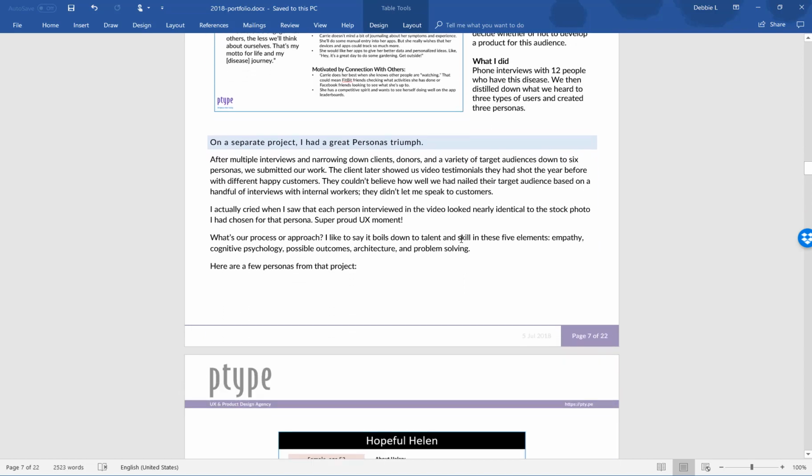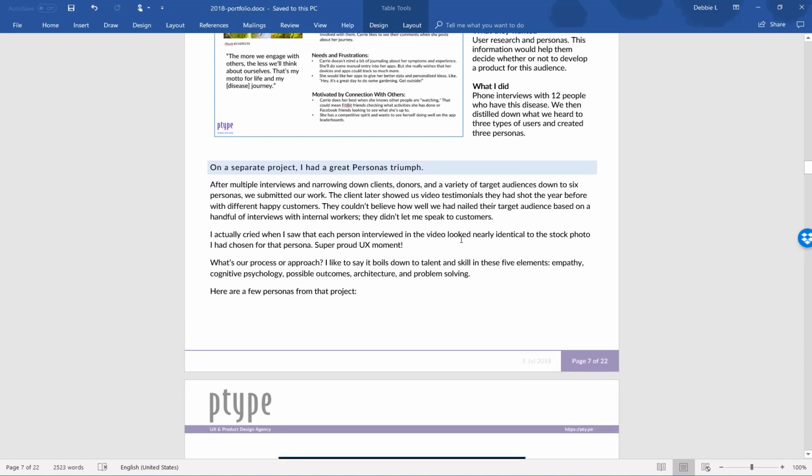And this was a little story about a great personas triumph that I had, where for another company, a financial services company, I did 6 personas. And I, of course, chose stock photos for them and gave them names and gave them little life stories based on the interviews that I had done. And I couldn't even speak with customers in that case. I spoke with some of the stakeholders and I spoke with some of the customer support representatives to tell me about customers.